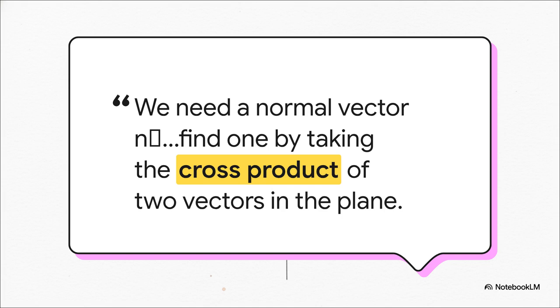Remember what the cross product does? It gives you a brand new vector that's perpendicular to the first 2. And if those 2 are in our plane, their cross product has to be our normal vector. It's the perfect tool for the job.